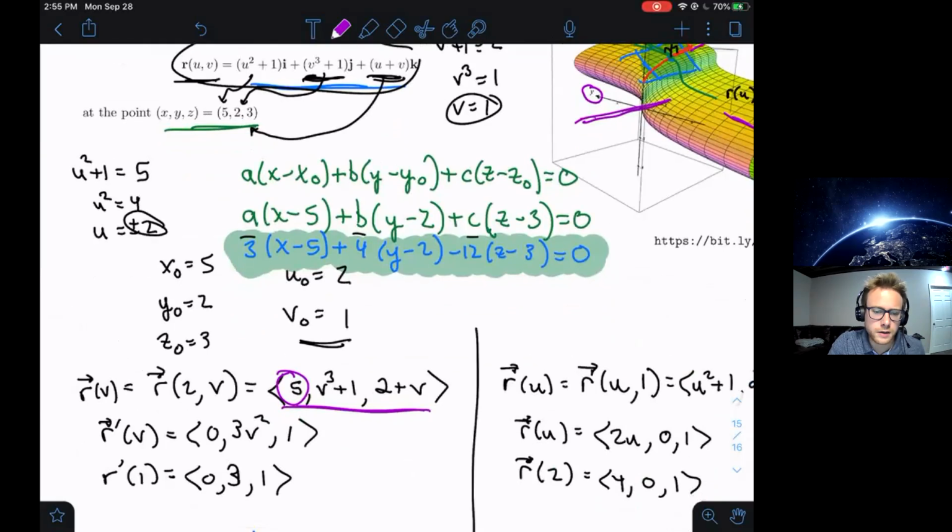Would either normal vector work? Yes. And any scalar multiple of it would work. It would all give the exact same plane.